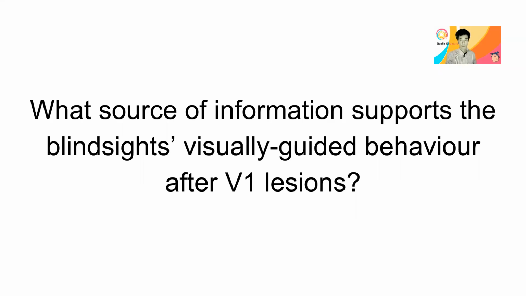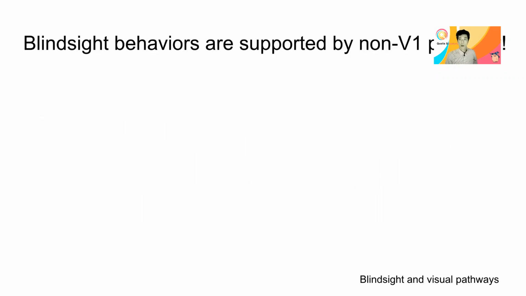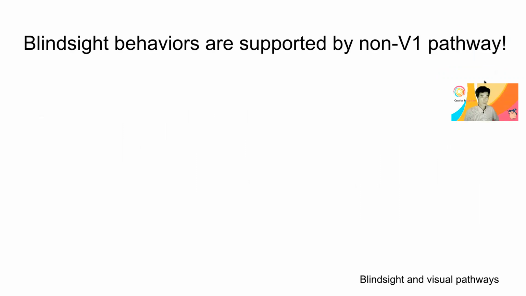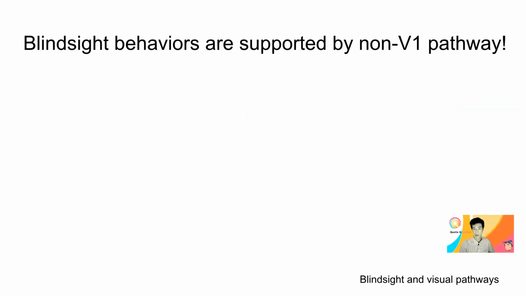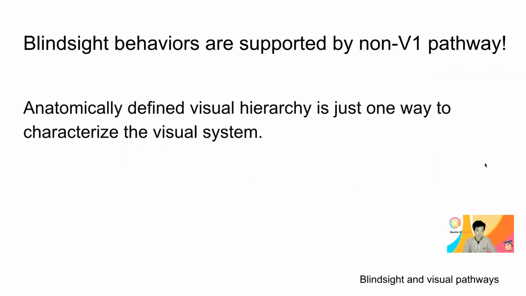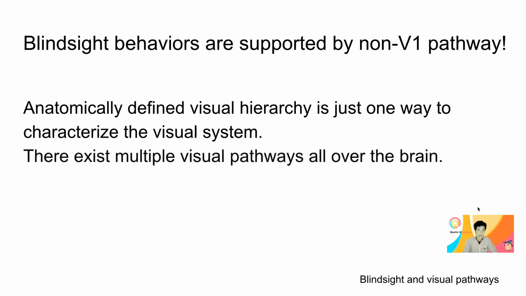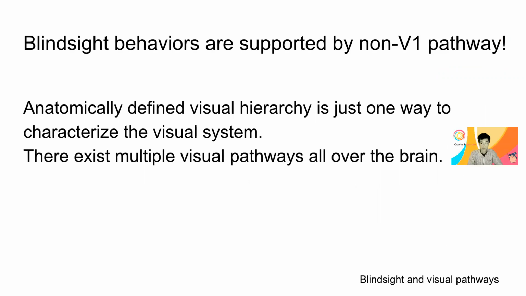What source of information supports the blind sight's visually guided behaviors after V1 lesions? So just to remind you, blind sight behaviors are supported by non-visual pathways. That's the upshot of this video. The anatomically defined visual hierarchy is just one way to characterize the visual system. In fact, there exist multiple visual pathways, and that's actually the rule rather than the exception all over the brain.